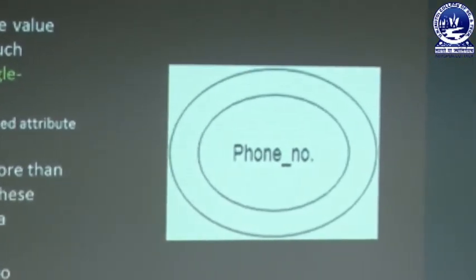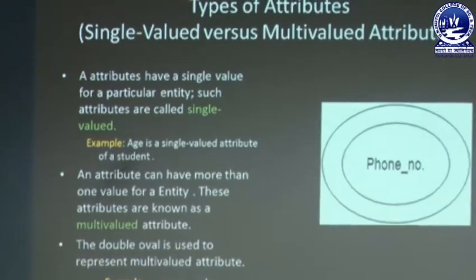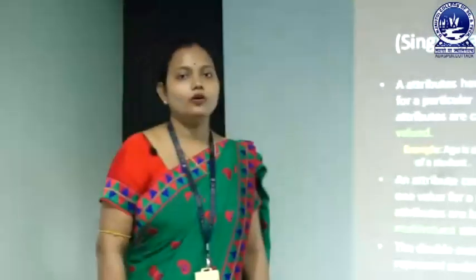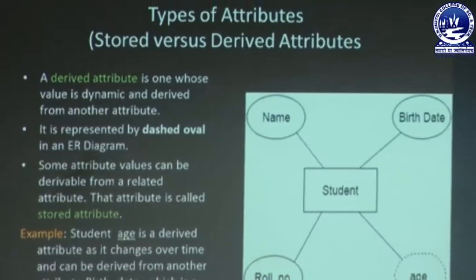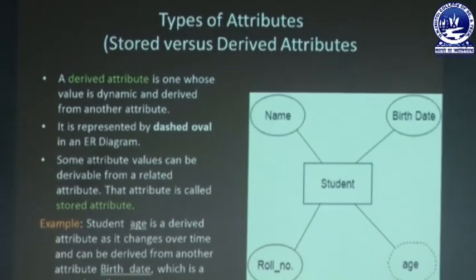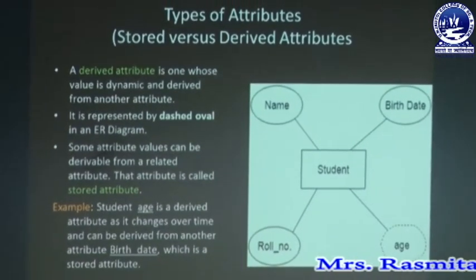So, what is the difference between single valued and multi-valued attribute? Single valued attribute contains one value for a particular entity and multi-valued attribute contains more than one value for a particular entity. Then the next type of attribute is stored attribute and derived attribute, or stored versus derived attribute. So, stored attribute is what and derived attribute is what?